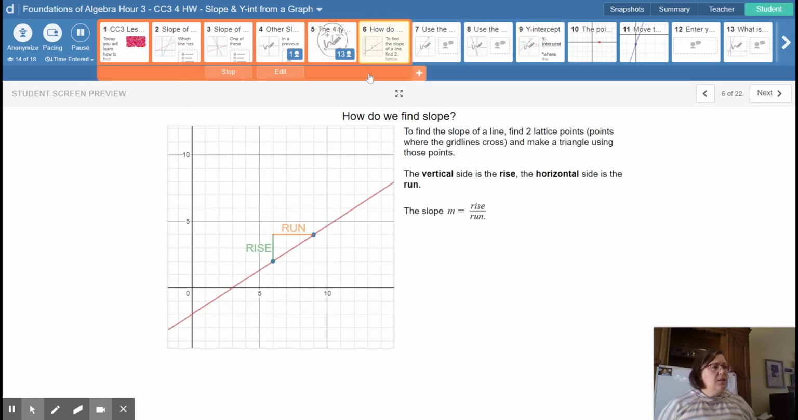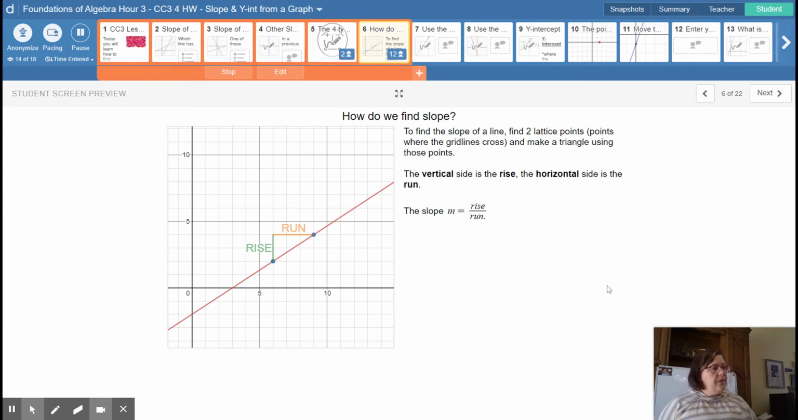Now, if you look at slide 6, there isn't anything for you to do on slide 6 either. Slide 6 is the basic directions for finding slope on a graph. And here's what I know. I know you know how to draw triangles, and I know you know how to count. And so finding slope actually should be pretty straightforward and relatively easy for all of us, as long as we pay attention to where we put the numbers.